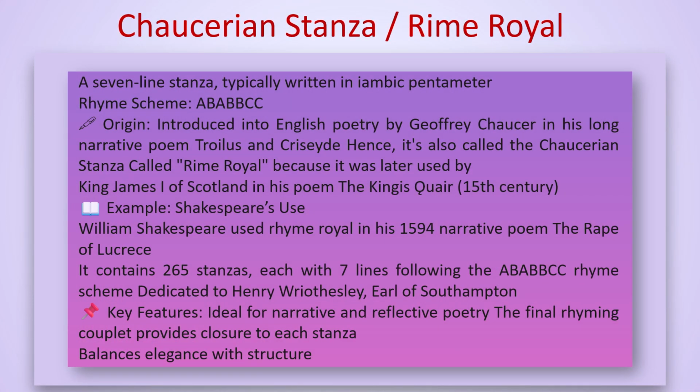Chaucerian stanza or rhyme royal stanza is basically a 7-line verse from the first seen in Chaucer's work, and therefore it is termed as Chaucerian stanza. Shakespeare later used it in his famous work The Rape of Lucrece, with its rhyming scheme of A B A B B C C. It allows for rich storytelling and a natural sense of poetic resolution. It is also known as rhyme royal. Why? Because it was used by King James I of Scotland in the 15th century for his well-known work The King's Quair. And as a king has used it, therefore the name rhyme royal.